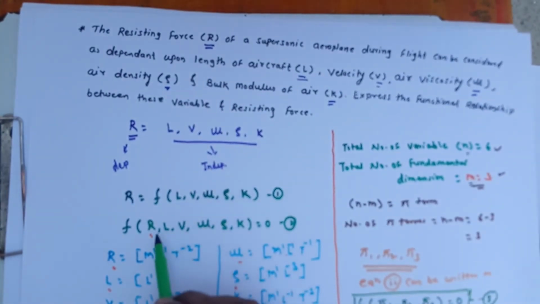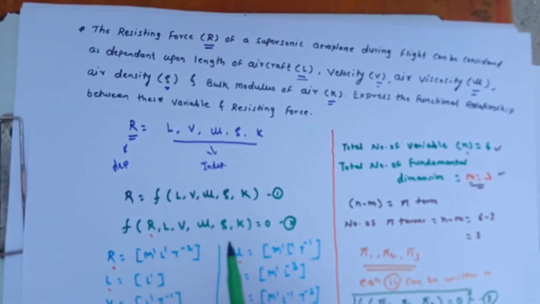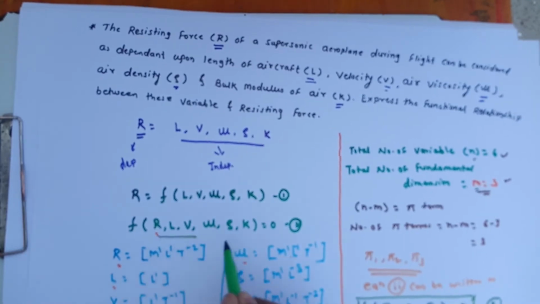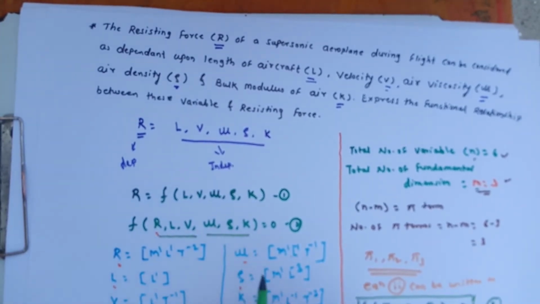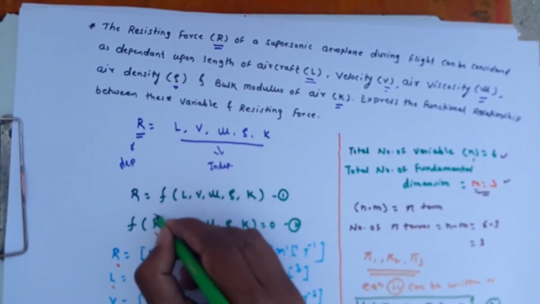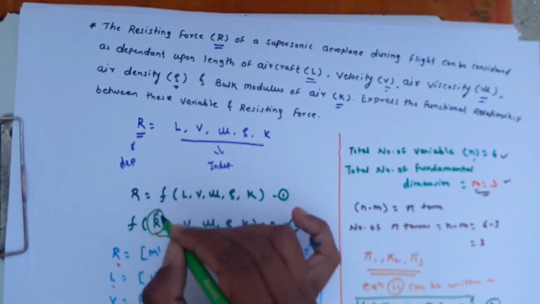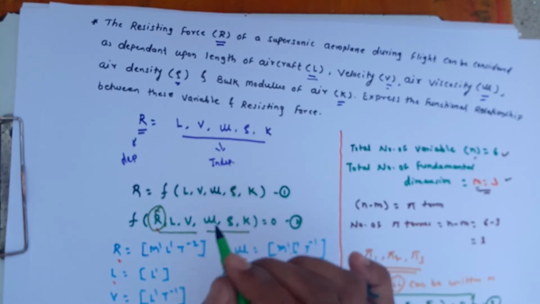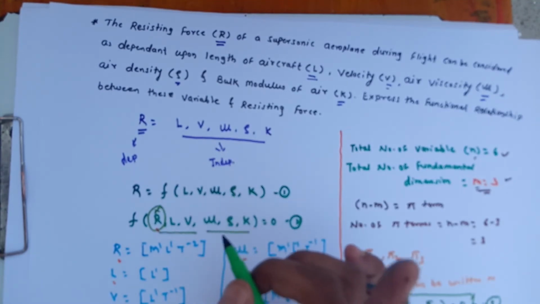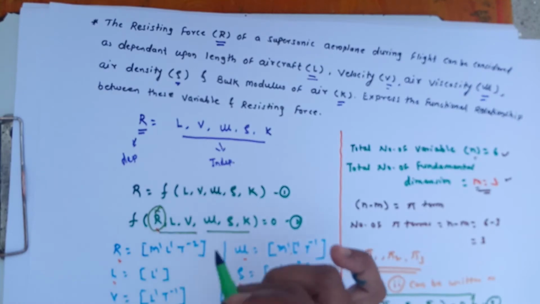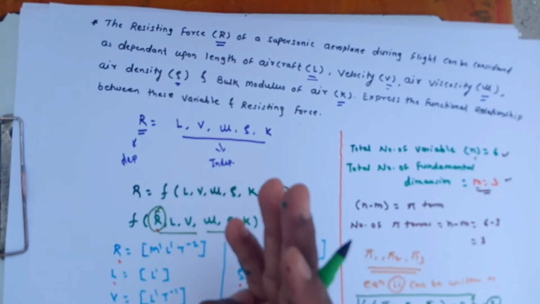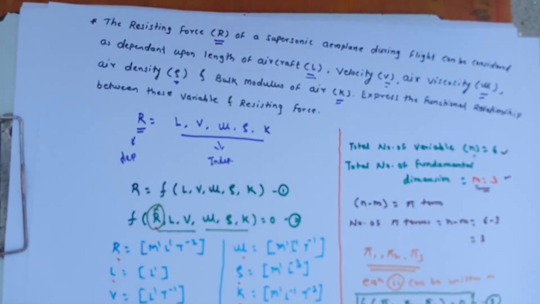Those 6 variables are r, l, v, mu, rho, k. The first rule is that as far as possible the dependent variable should not be selected as a repeating variable. So I should not select r as a repeating variable. The second rule is that whatever repeating variables we select, one should be from the geometric property, another from the flow property, and the third from the fluid property.